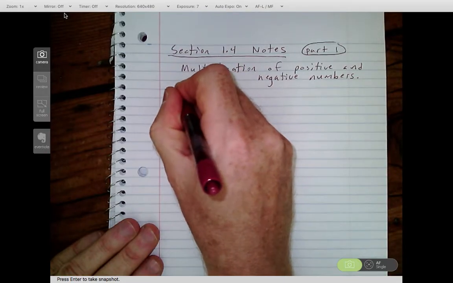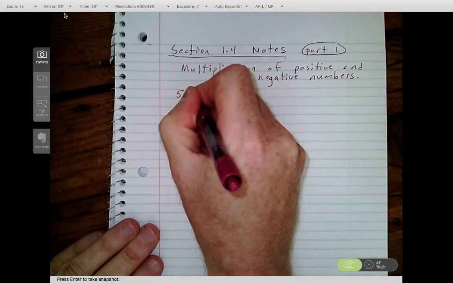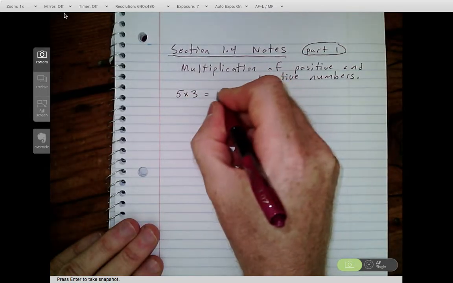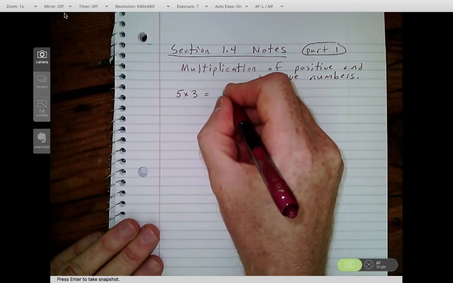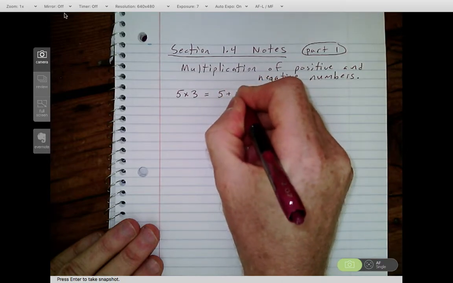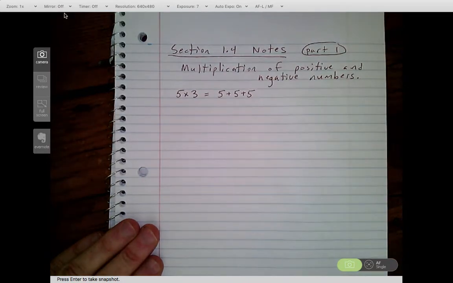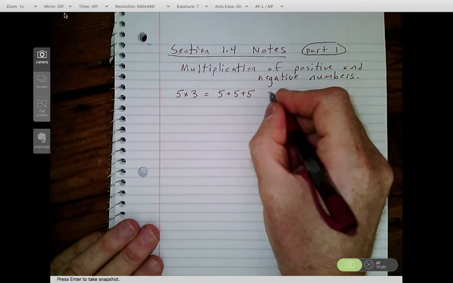So I know you all know the answer, but I'm going to remind you kind of how it works a little bit. 5 times 3. Well, remember, multiplication means repeated addition. So 5 times 3 is 5 plus 5 plus 5. Okay, and I think you all know that that is 15.